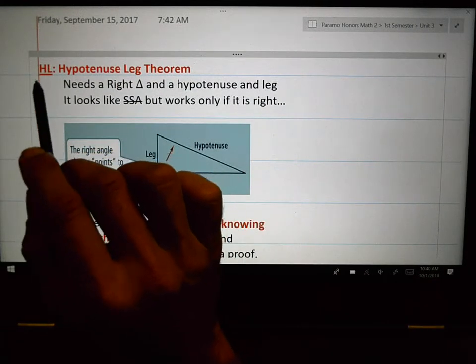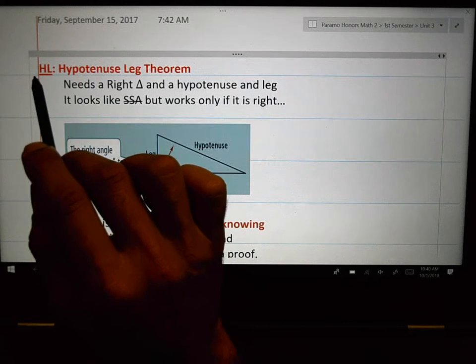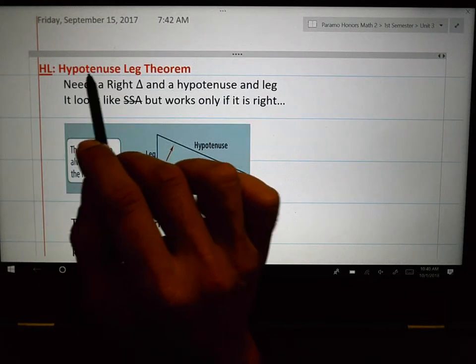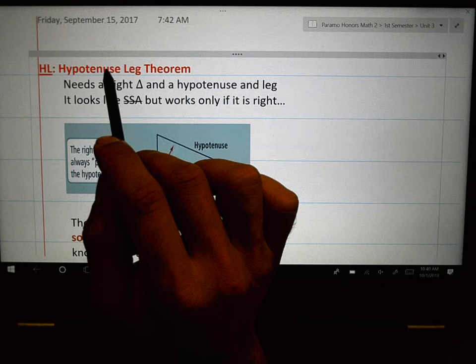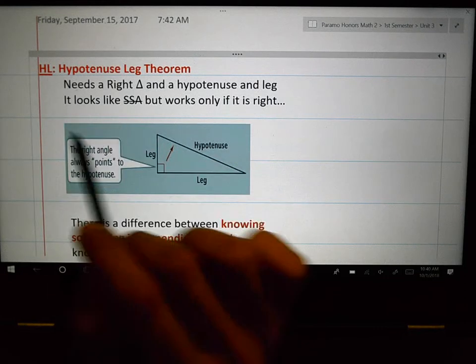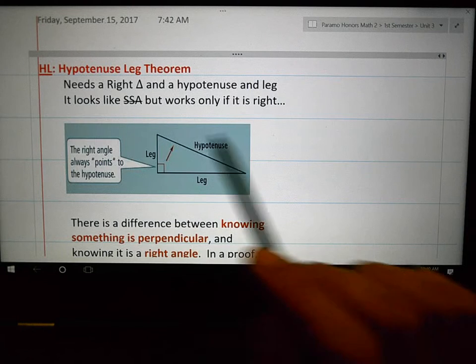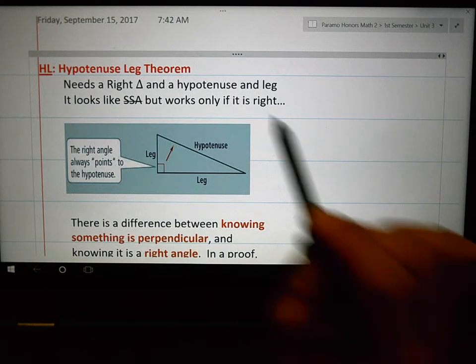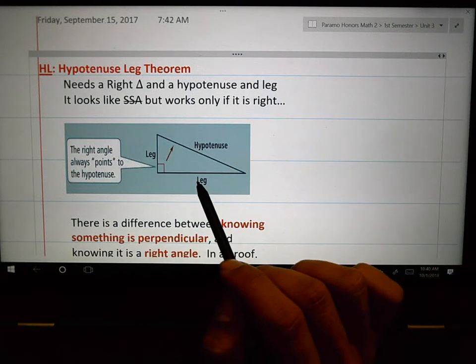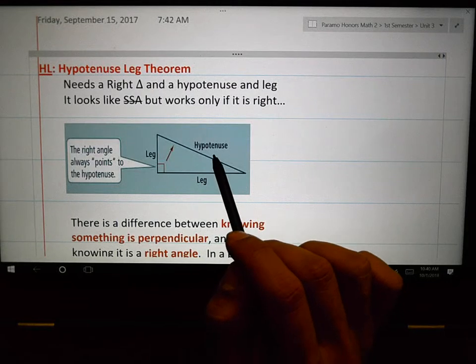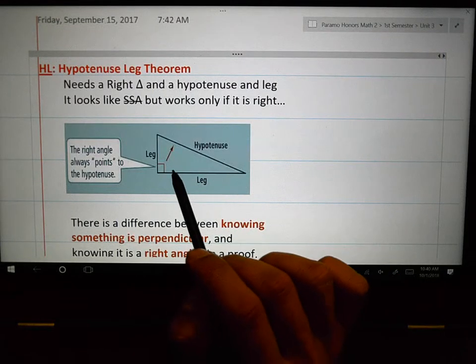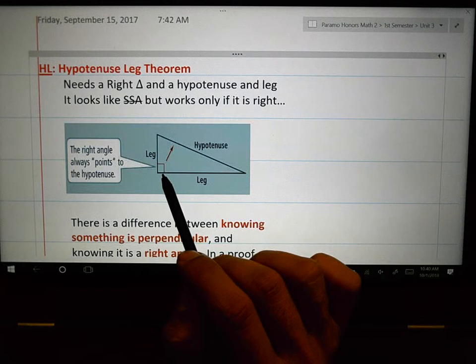The shortcut's name is HL, and all you really have to have is a hypotenuse and a leg of one triangle congruent to a hypotenuse and a leg of another triangle. If that's true, then the 2 triangles are congruent by HL. I have a picture here because I know most of you know what a hypotenuse is, but you can't have a hypotenuse unless you have a right angle.